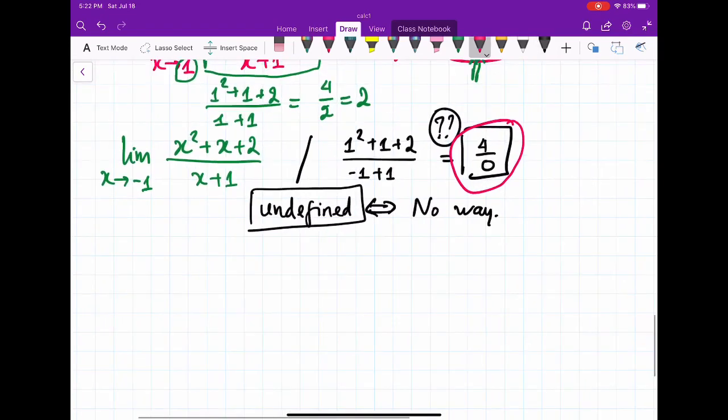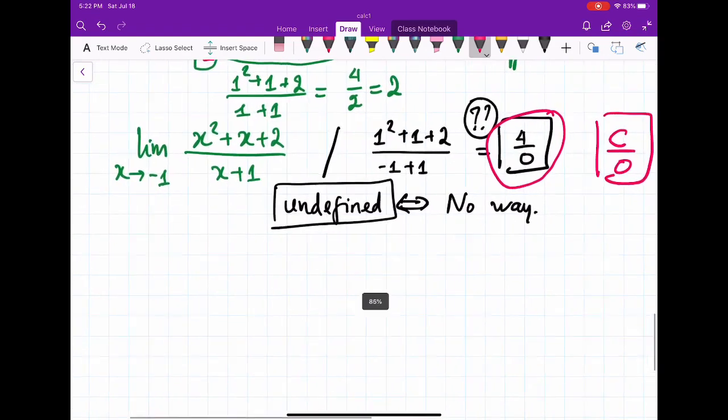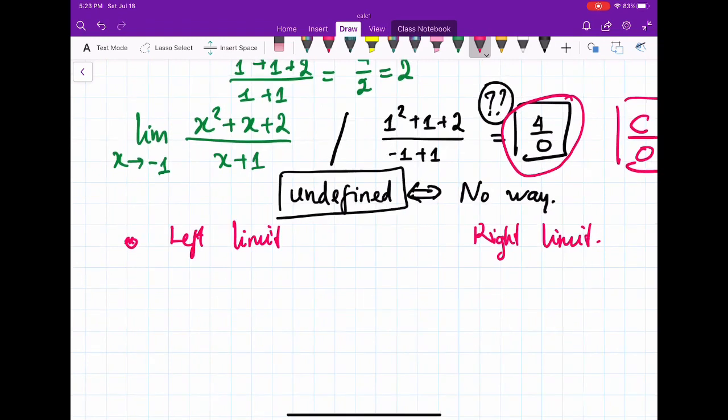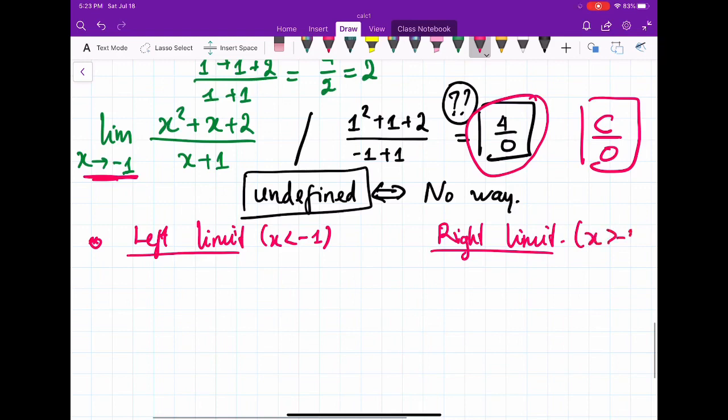When you have a constant divided by 0, it really depends. Look at this. In this situation, I need to consider two cases: the left limit and the right limit. I hope you still remember this, because when we consider a limit, in general, we need to consider the left limit and the right limit. With the left means x less than -1, because you consider the limit at -1. For the right limit, x greater than -1.